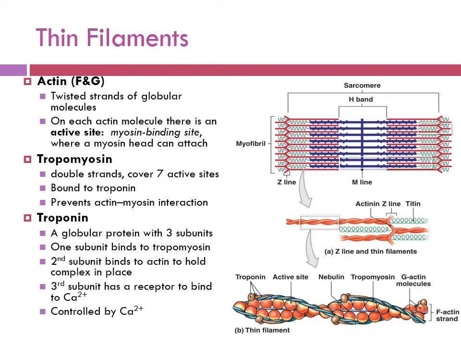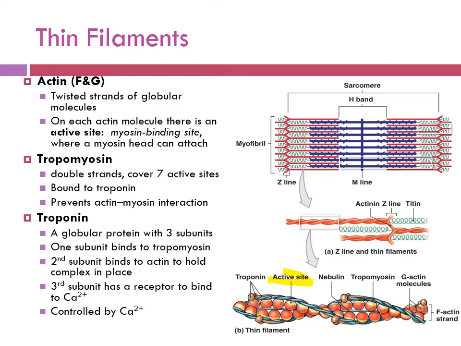On each actin, there is what's called an active site. So here you can see this active site is the yellow. The orange would be the rest of the globular protein, but the yellow is the active site. And the active site is where myosin can bind to the actin. That's also called the myosin binding site. So the myosin head can bind to the actin there and induce contraction.